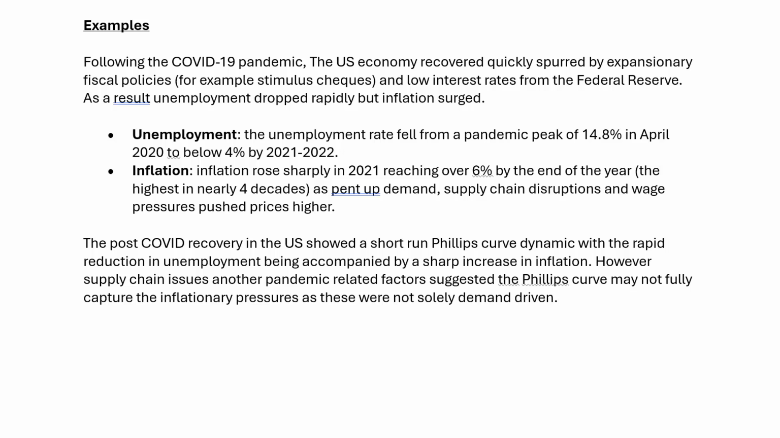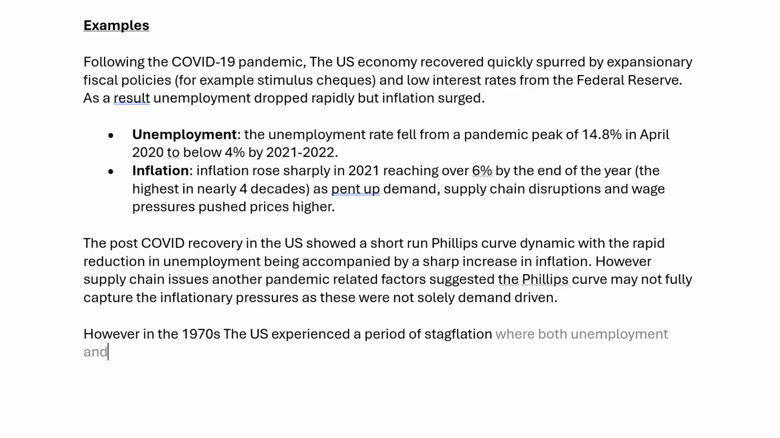However, in the 1970s, the US experienced a period of stagflation, where both unemployment and inflation were high. This contradicted the Phillips curve theory that suggests that there should be an inverse relationship between the two.